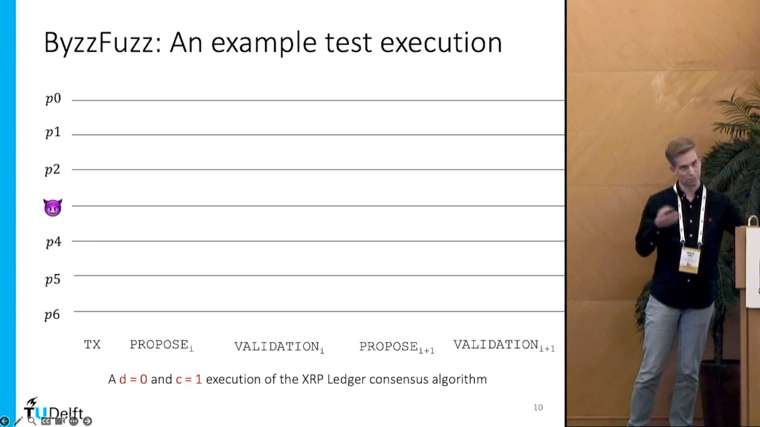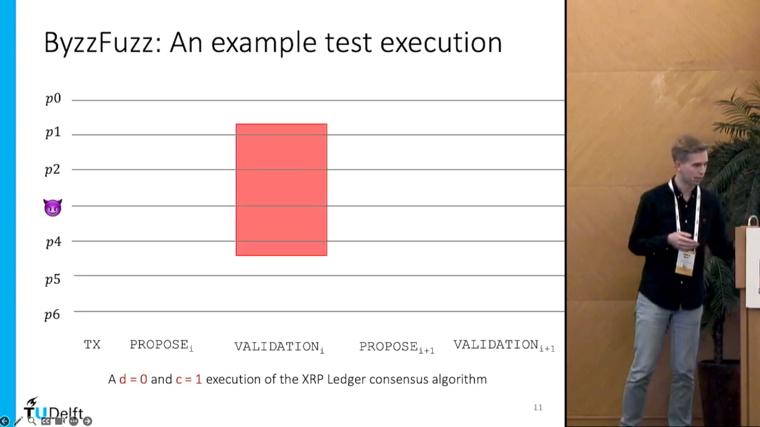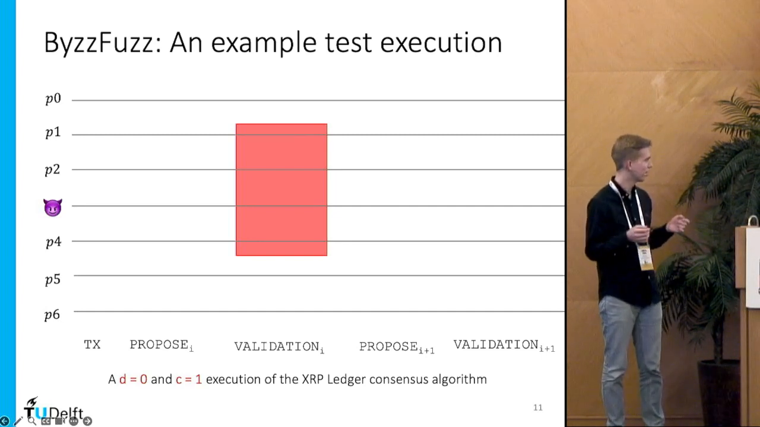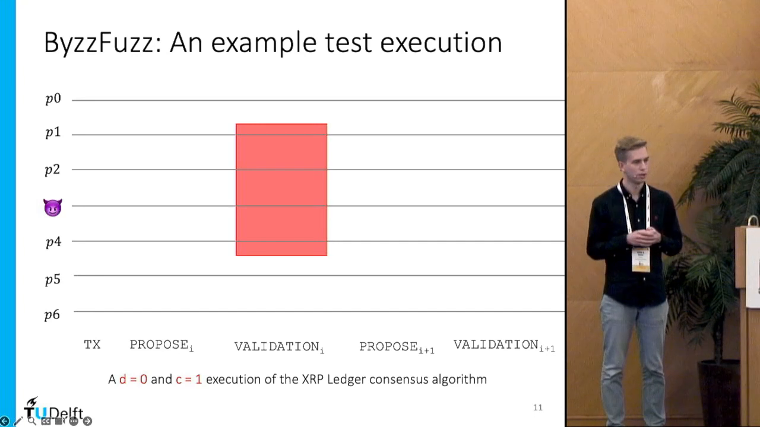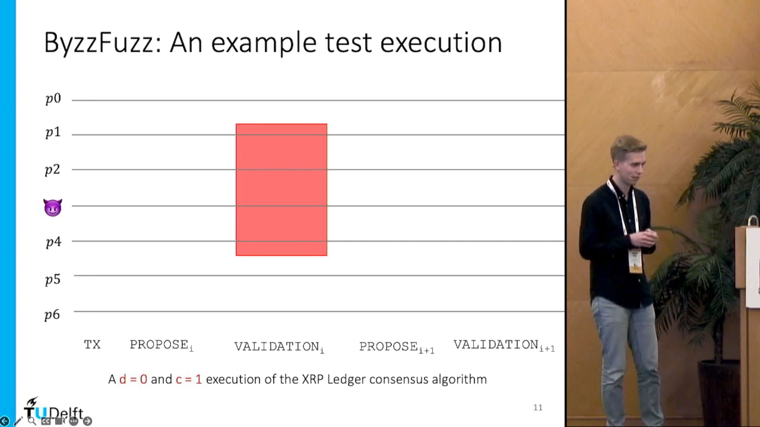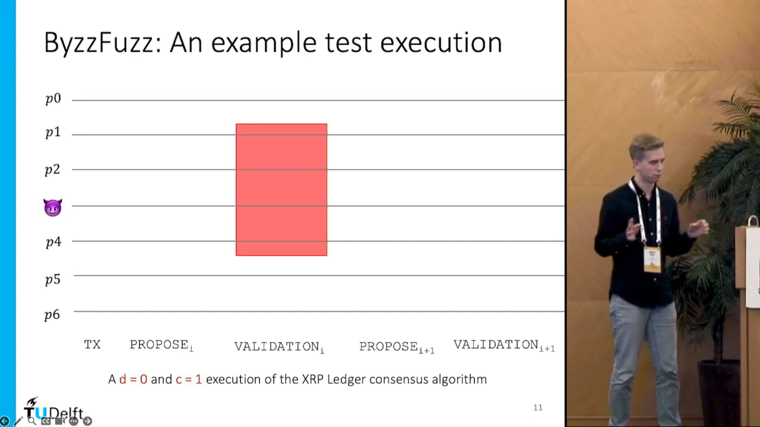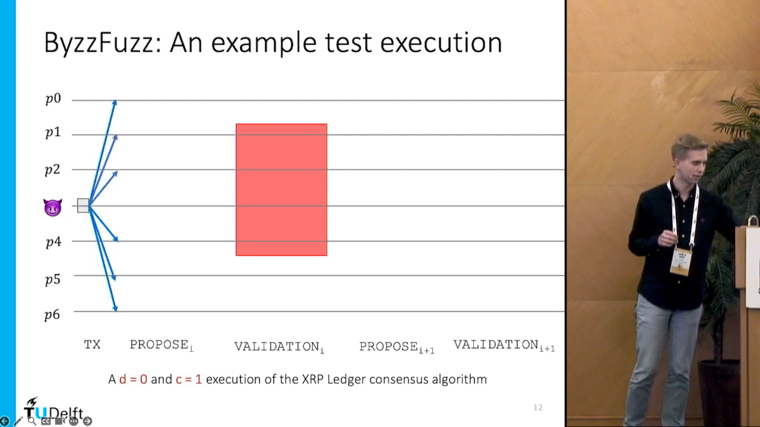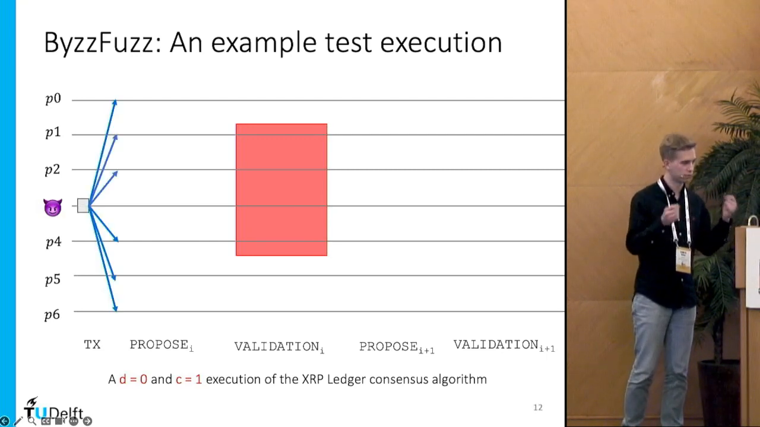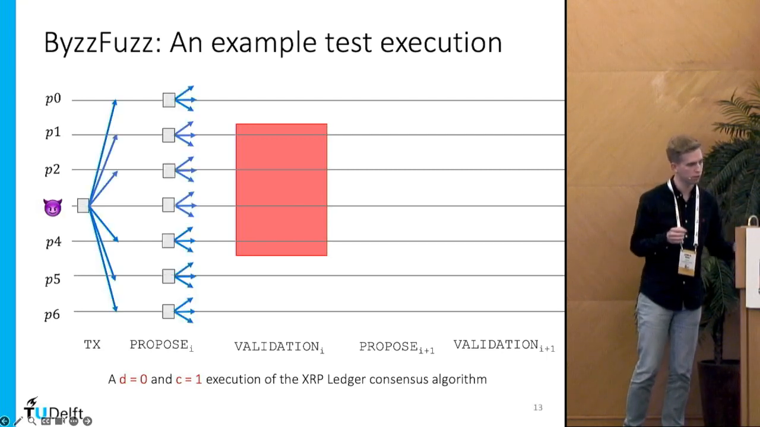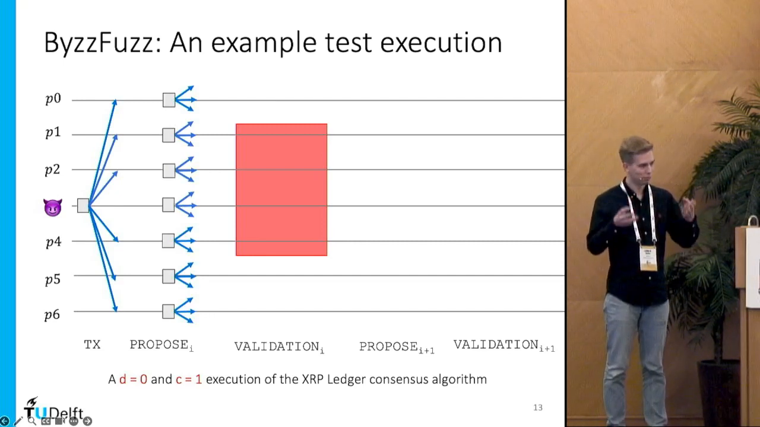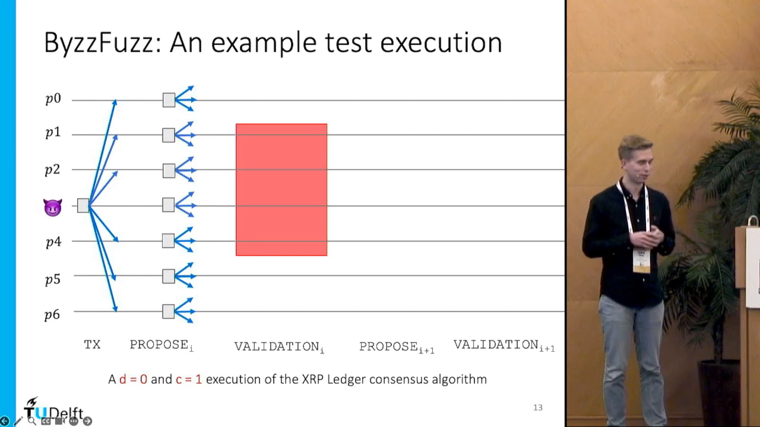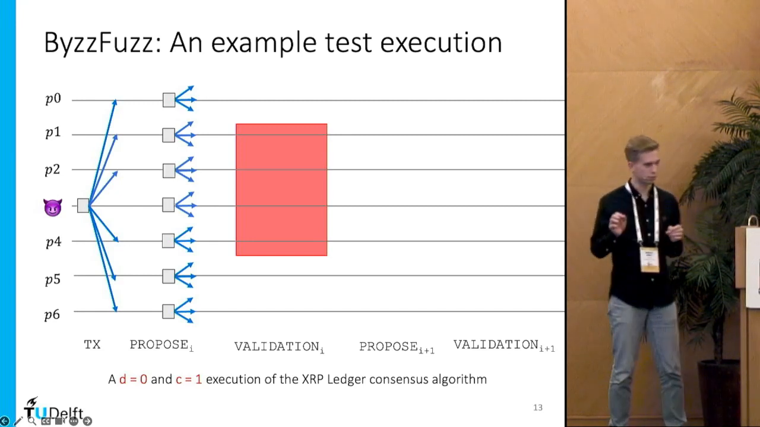ByzzFuzz then randomly determines that during the 3rd round, so the first validation round, the validation messages sent from P3 to P1, 2, and 4 will be mutated. We're now ready to start the execution of the protocol. We again have the transaction round where the transaction gets disseminated, and the proposal round where all of the validators agree to or propose to include the blue transaction into ledger I. We've already seen this. Now comes the interesting part.